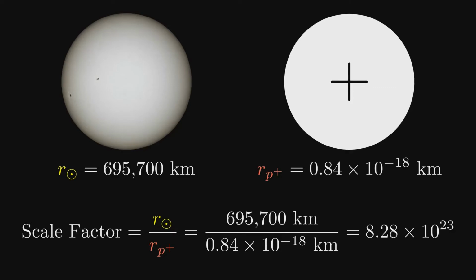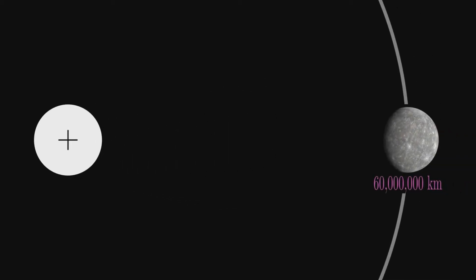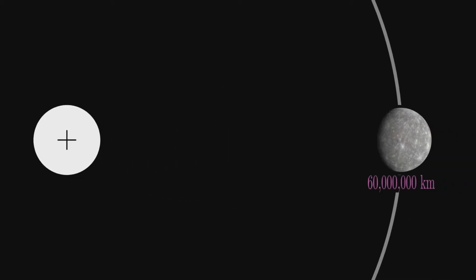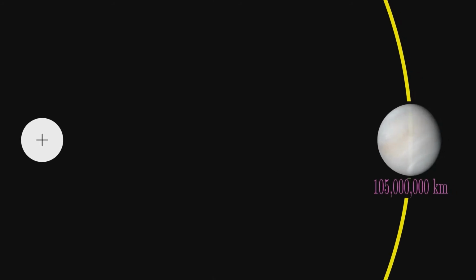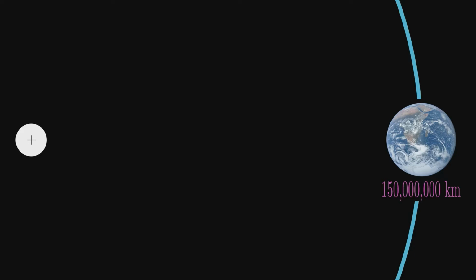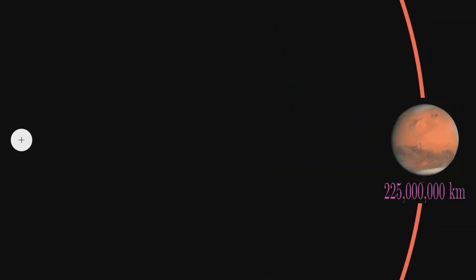So now let's put the sun-sized proton at the center of the solar system and go find the electron. We first encounter Mercury 60 million kilometers away, but not the electron. Venus is 105 million kilometers away, but the electron's not. 150 million kilometers on, we don't find the electron anywhere near our home. The last of the inner planets is 225 million kilometers away, and we don't find the electron here either.